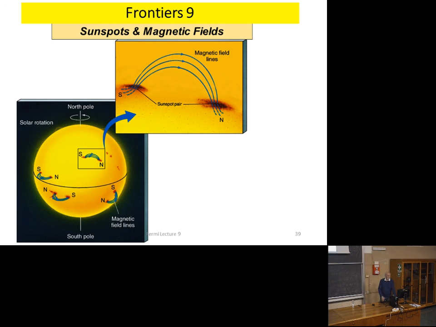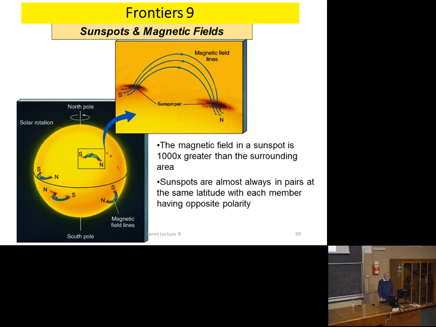The sunspots themselves are due to magnetic fields, and they come in pairs. And the pairs tend to be at the same latitude. So they look like the picture here, where you have a north and south pole kind of together, where there's magnetic field lines. They're separated from each other, but you can see both generally. And the magnetic field in a sunspot is about 1,000 times greater than the magnetic field anywhere else on the sun. So they're in specific places and are a big effect.